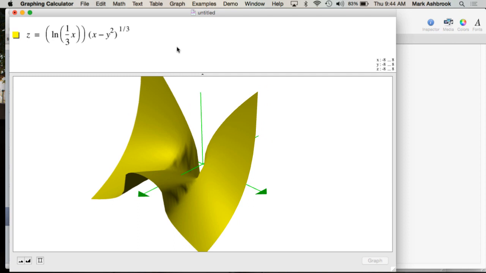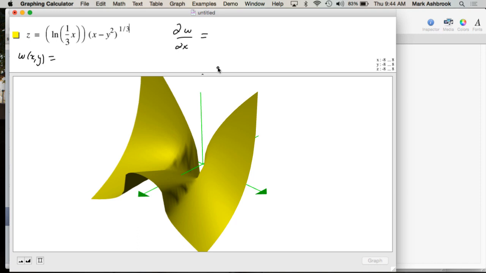So we want, and this is going to be, say, our w of x, y. I want to find the partial of w with respect to x, and that's going to be holding y constant. I've got ln of 1/3 x times x minus y squared to the 1/3. If I'm holding y constant, what rule is going to apply to that expression as a whole? Product rule. The whole thing as a whole is a product.